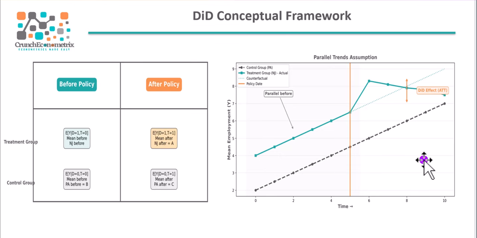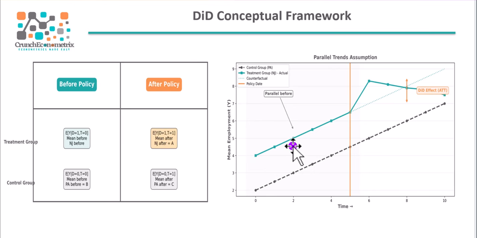Again, the golden rule of DID is the parallel trend assumption. It states that in the absence of the treatment, the difference between treatment and control groups will have remained constant over time. Don't forget, New Jersey is the treatment group and the control group is Pennsylvania.